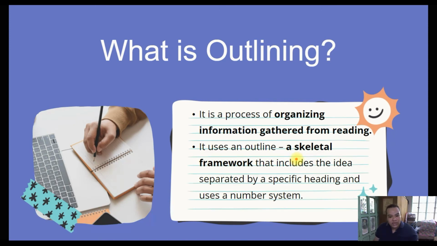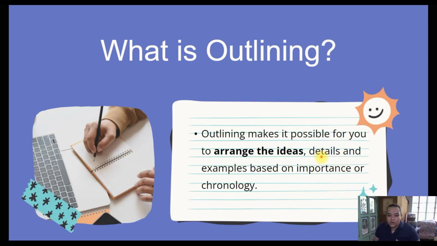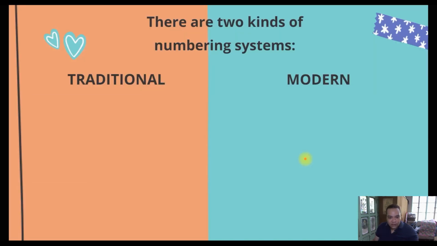So we use an outline, which is a skeletal framework that includes ideas separated by a numbering system. Okay, so outlining makes it possible for us to arrange the ideas and details. I'm sure some of you already have an idea of what an outline is. This is commonly used in note-taking, in handouts, even in books that you have been given or you have read in schools. So it's not a new method of condensing a text, but not a lot of people know the term outline. So this is what an outline looks like.